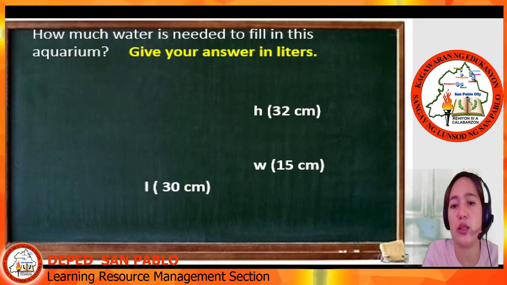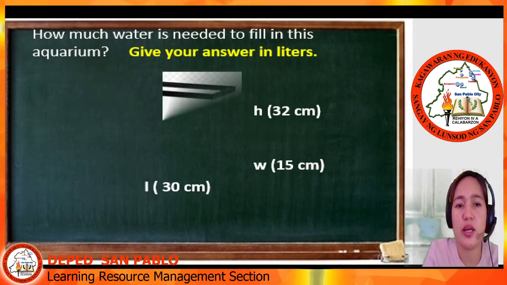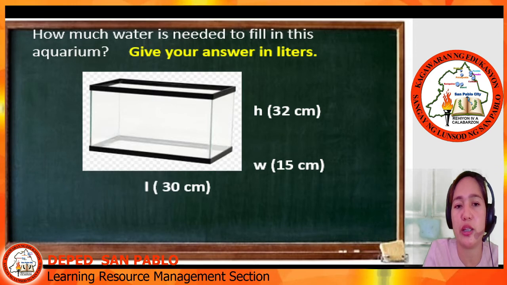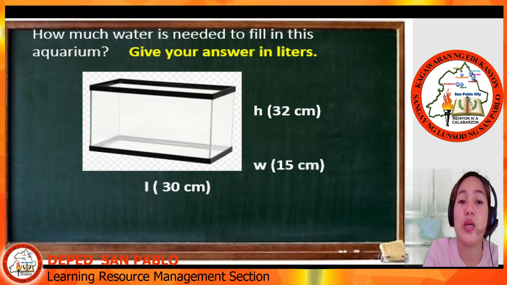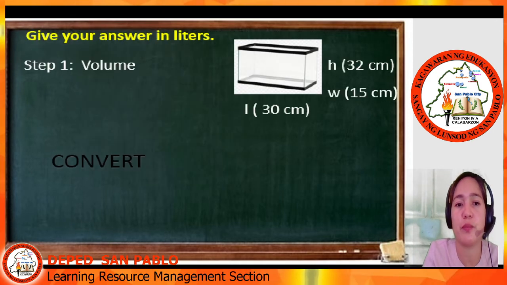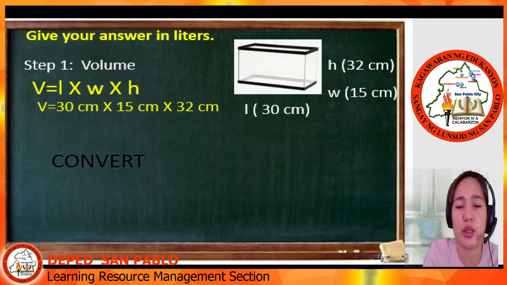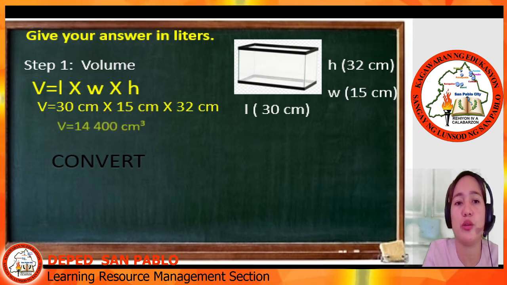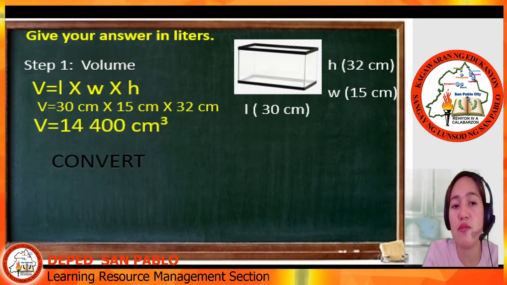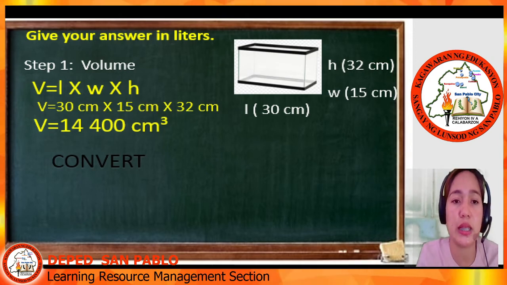Okay. Next, how much water is needed to fill this aquarium? Give your answer in liters. This time, we're talking about liquids. Let's say this is our aquarium with a length of 30 centimeters, a width of 15 centimeters, and a height of 32 centimeters. The first step is to get the volume: length times width times height. Substitute the values: 30 centimeters times 15 centimeters times 32 centimeters. It will give you a volume of 14,400 cubic centimeters.